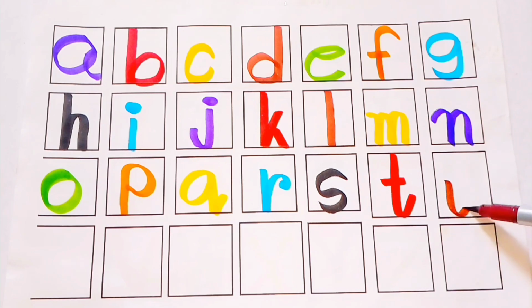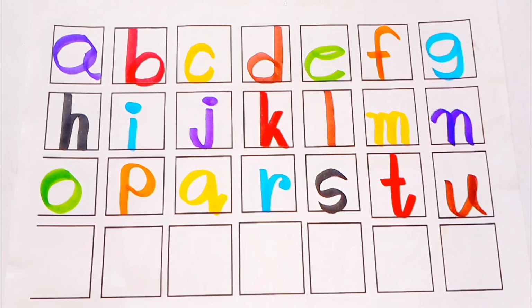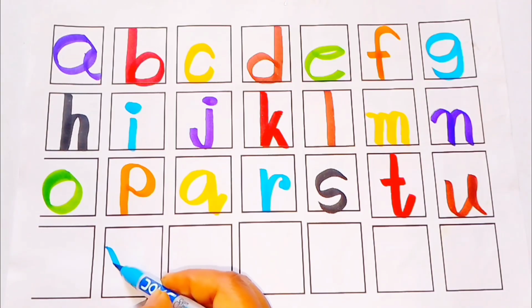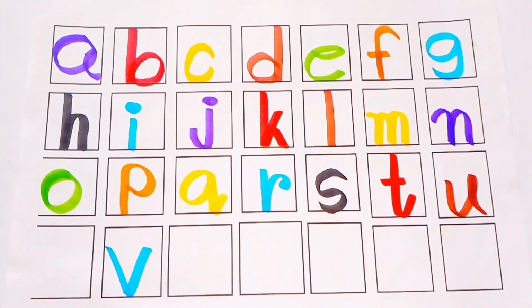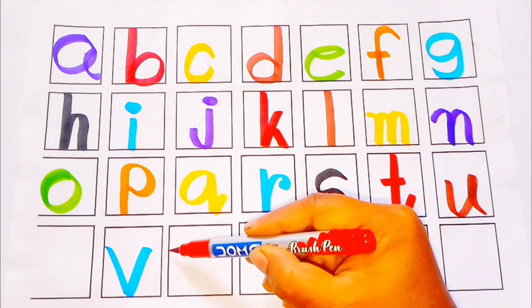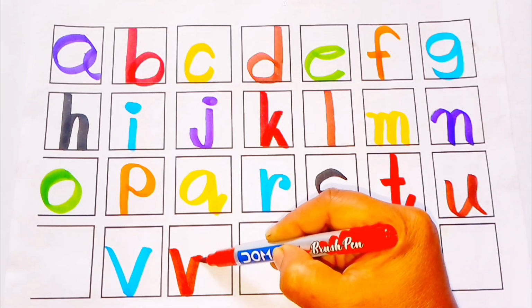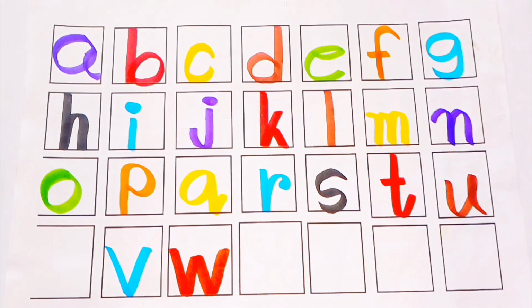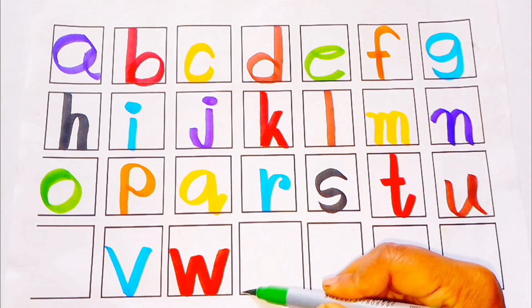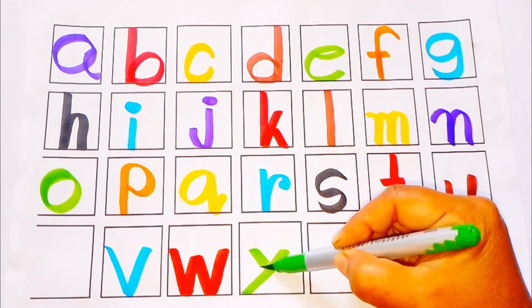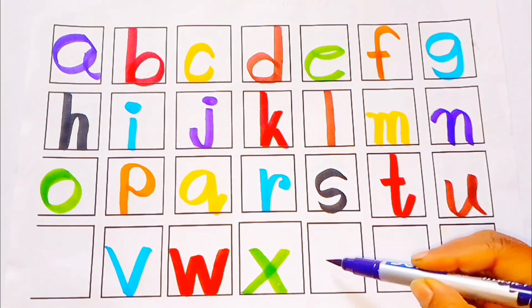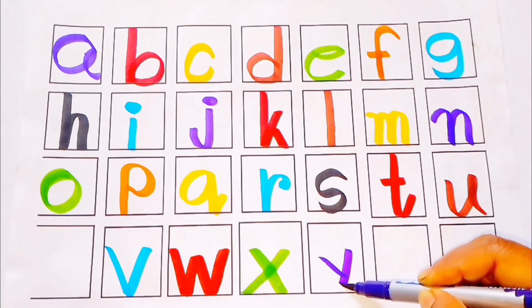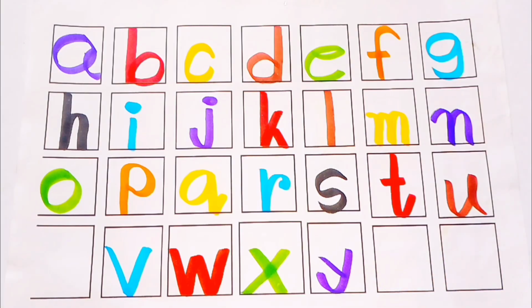U for uniform. V for vulture. W for watch. X for fox. Y for yak. Z for zigzag.